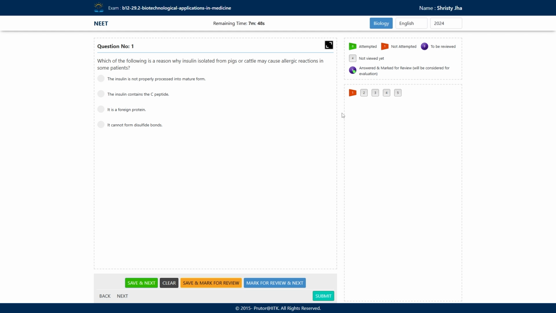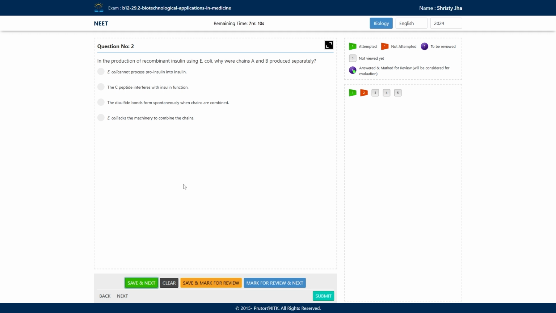So the main reason why the body can react and have allergic reactions from this non-human source insulin is that it is a foreign protein. The body will treat it as a foreign protein, and it is going to develop some immunological response against it, and this can cause an allergic reaction in the patient. So the answer is C, it is a foreign protein.